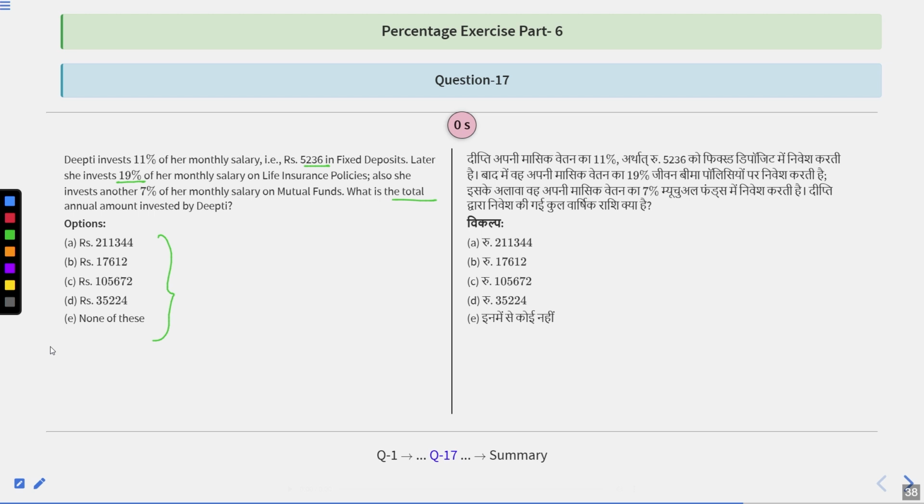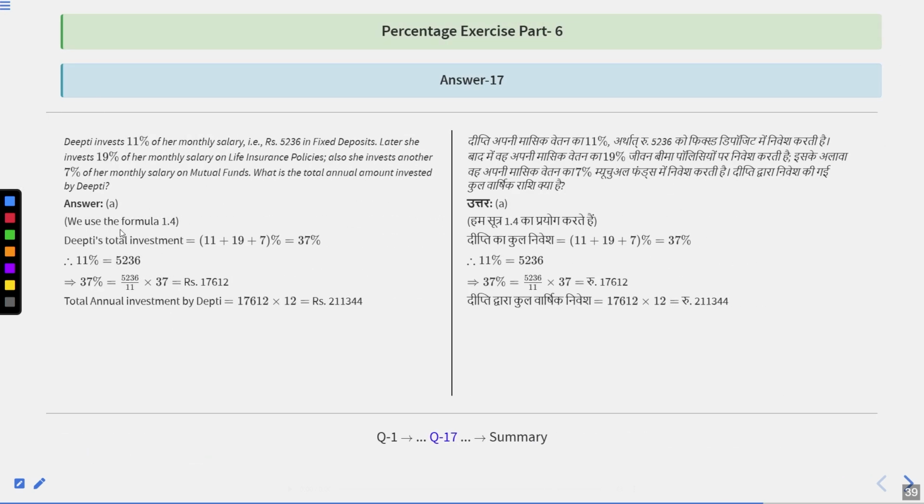Now time's up. Let's see the solution. According to the question, Dipti's total investment will be 11 plus 19 plus 7, which becomes 37%. And in this question, it is given that 11% is equal to 5,236. So what will be the 37%? 5,236 divided by 11 and multiplied by 37, which becomes 17,612. That is her monthly investment.